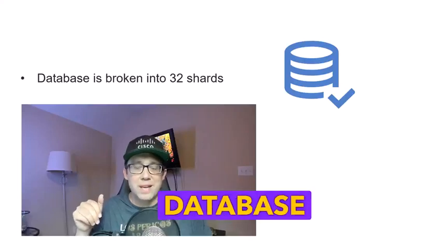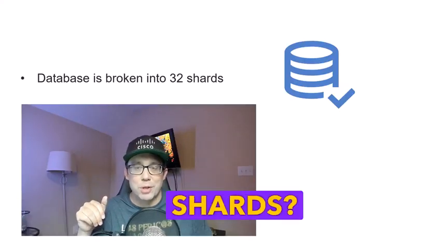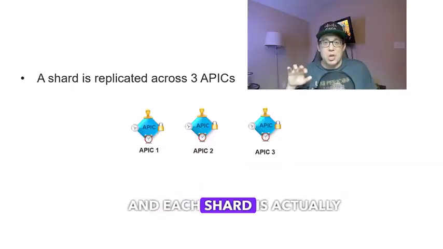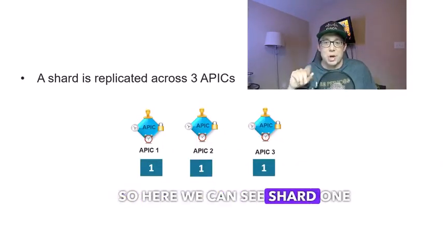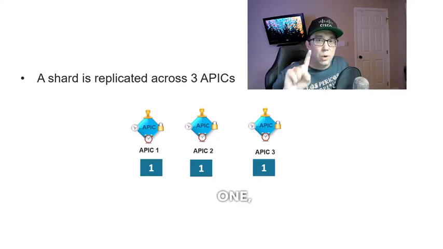Did you know the APIC's database is broken up into 32 shards? You can think of shards as little mini databases. And each shard is actually replicated across 3 APICs. So here we can see shard 1 is replicated across APIC 1, 2, and 3.